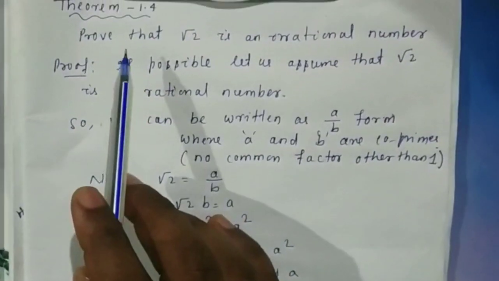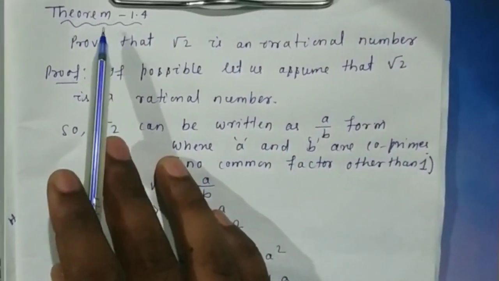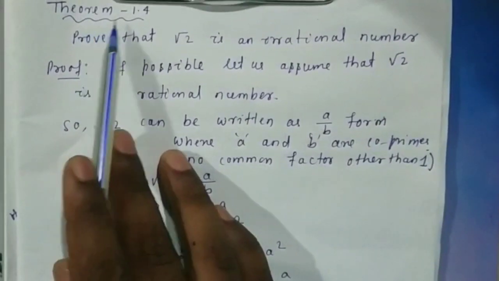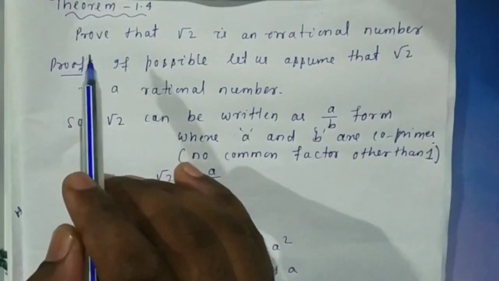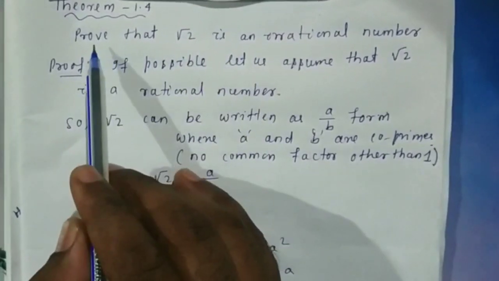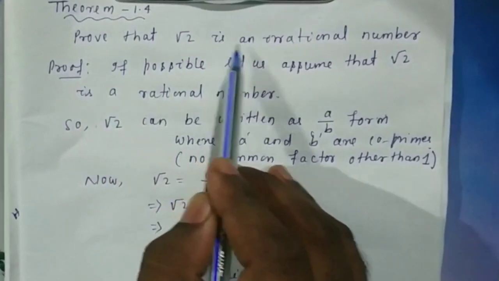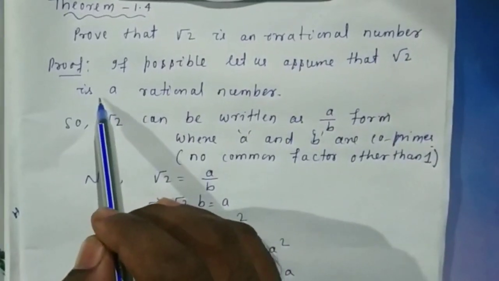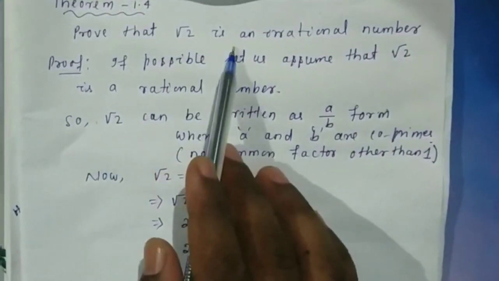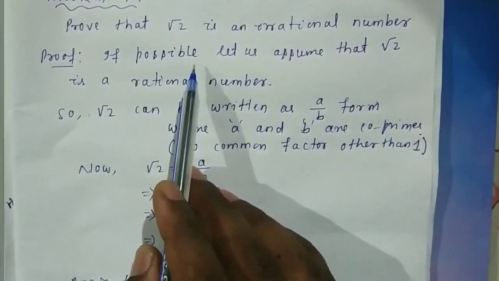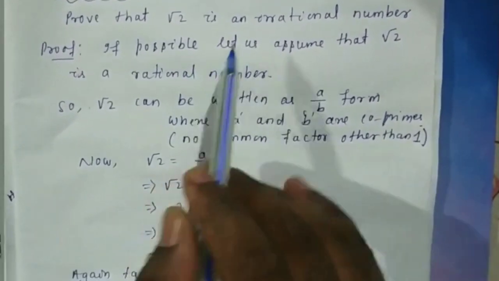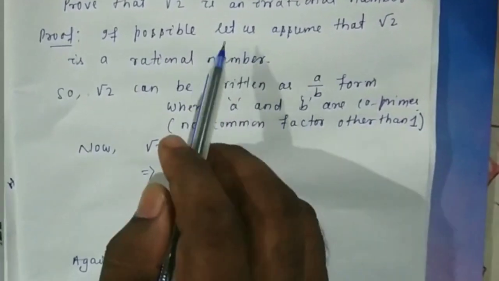Now students, I will explain another theorem, Theorem 1.4. Here is one proof-based question. We have to prove that root 2 is an irrational number. Remember, root 2 is an irrational number. We have to prove it by the contradiction method. So let's see how I will prove it by the contradiction method.